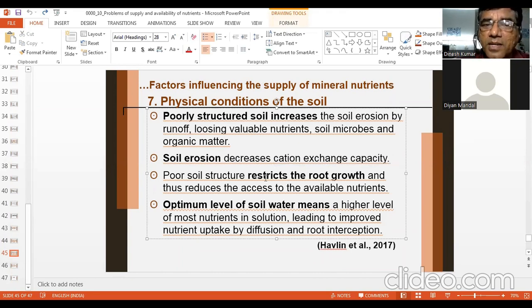Poor soil structure can restrict root growth and thus reduces access to the available nutrients. Because if you get more root growth, it can explore a larger volume of soil, so it may come in larger contact with nutrients. If root growth is restricted, it will get in contact with less volume of soil. Therefore, nutrient availability to the roots will be less. Optimal level of soil water is also necessary. You don't want too much and too little. You want the right quantity of water in the soil.